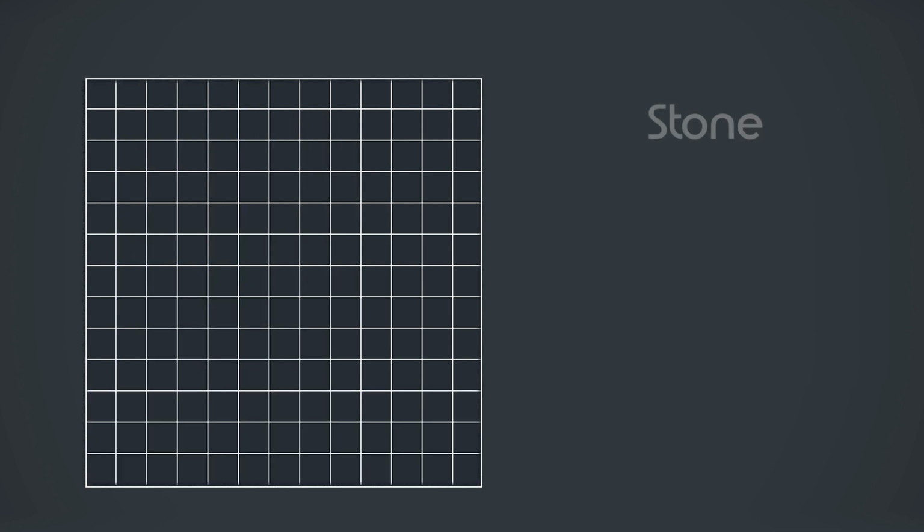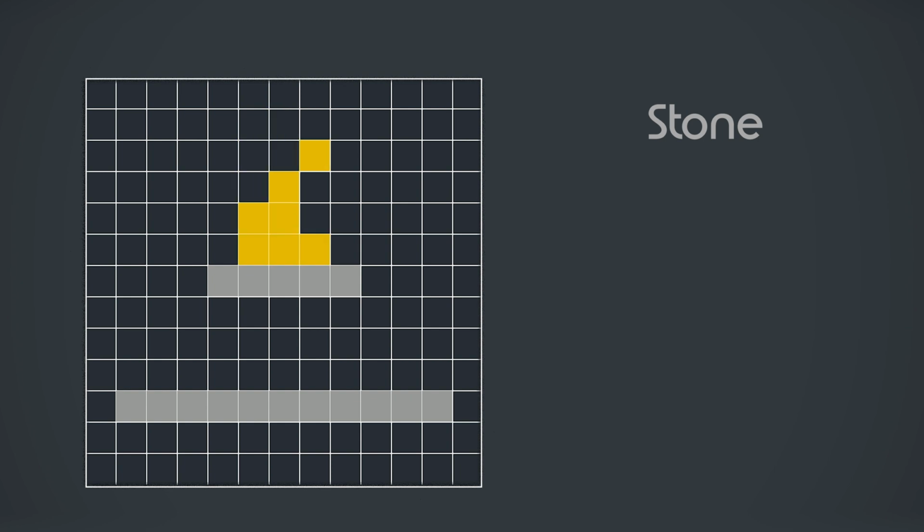And lastly, stone. Stone is by far the easiest element to compute. It has no special behavior. It's an immovable object and it functions as a platform for other elements to interact with.